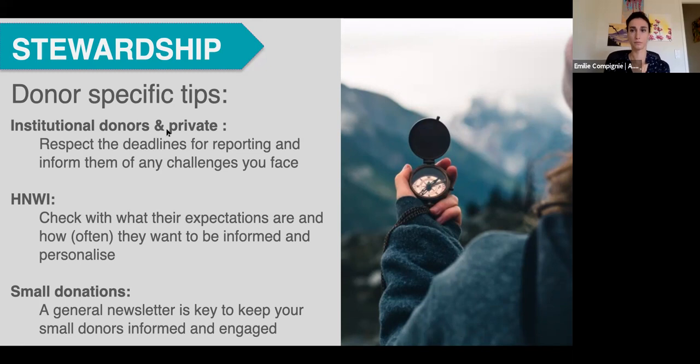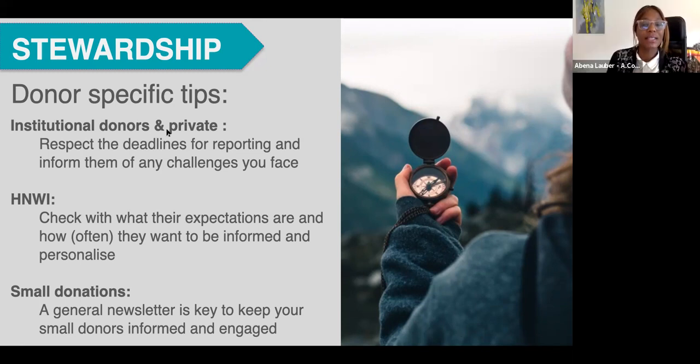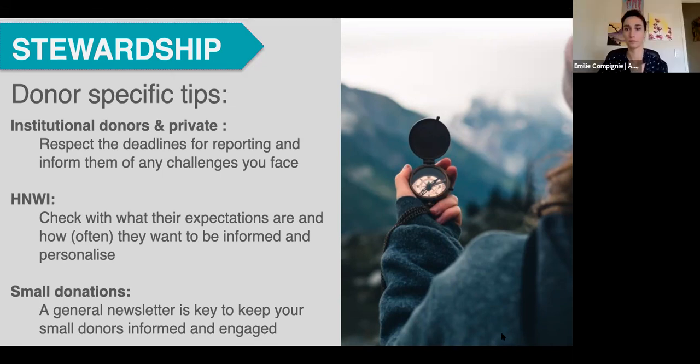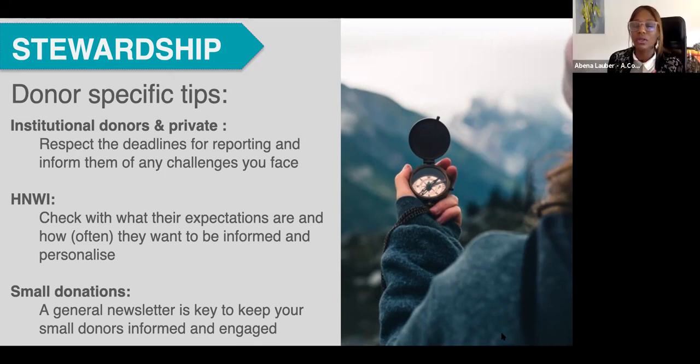So with high net worth individuals, check what their expectations are and how often they want to be informed, and personalize your approach. I think when we talk about high net worth individuals, you could also compare that with certain private foundations, because you're also often talking to philanthropists. So if it's not formal, make sure that you know how they would like to be communicated with. Is it by email? Do you want a call? Some of these people are often solicited, so maybe they just prefer one meeting per day. Take this time to ask them.